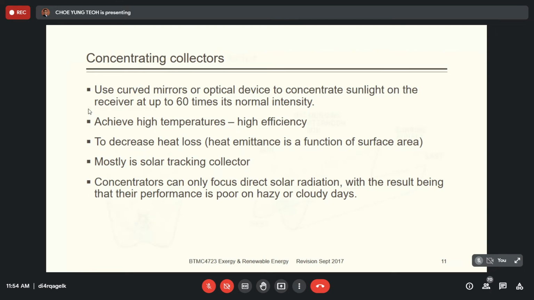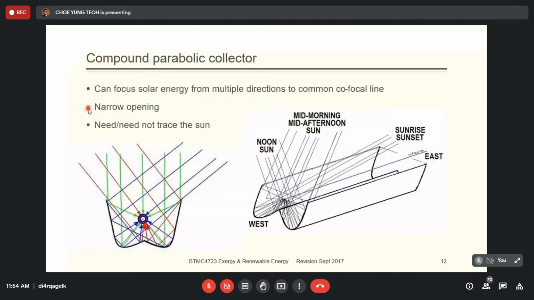Okay, let's continue with the first one. Compound parabolic collector. Parabolic refers to the shape, the parabolic shape. And we call it compound because there are multiple parabolic shapes. You can see from here we have two parabolic shapes. It can focus the solar energy from multiple directions to a common co-focal line, which has a narrow opening, and it may or may not need to track the sun.